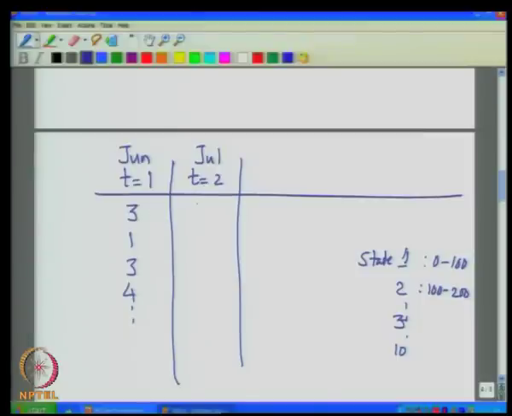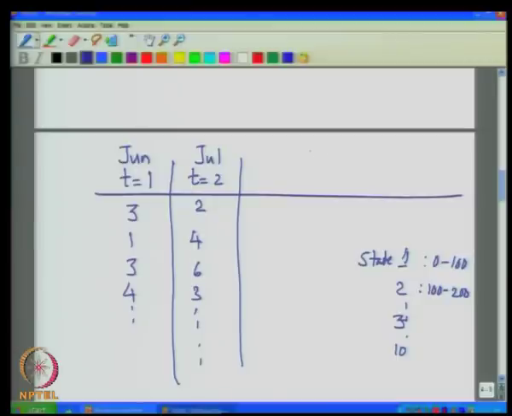Similarly, you identify the state into which it went in the month of July: 2, 4, 6, 3 and so on. Like this, corresponding to the data that you have, you identify the state into which the process went in two adjacent time periods, t is equal to 1 and t is equal to 2 in this particular case.